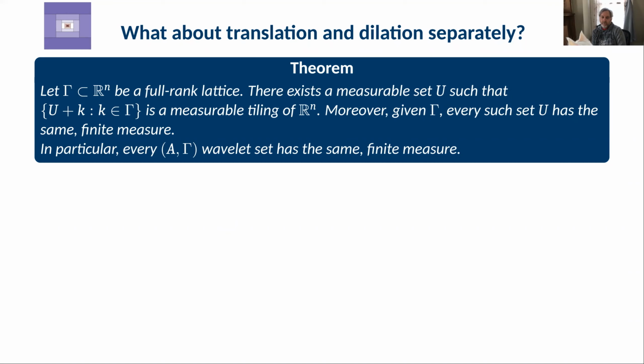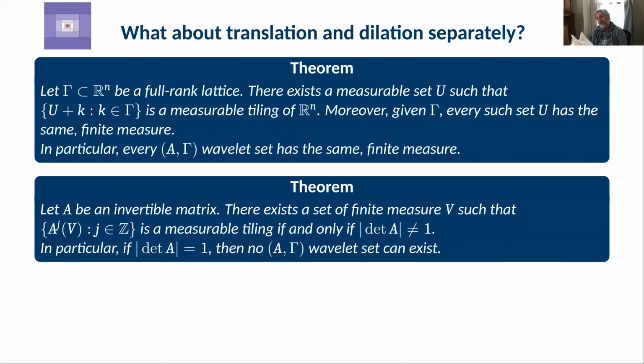I wouldn't have any idea who to attribute this to, but certainly for a lattice, you can always find a set of finite measure that tiles. It's just a fundamental domain of the lattice. And the thing I want to point out is that every set that tiles by translations has finite measure and has the same finite measure, right? So that's the first comment, that wavelet sets have to have finite measure.